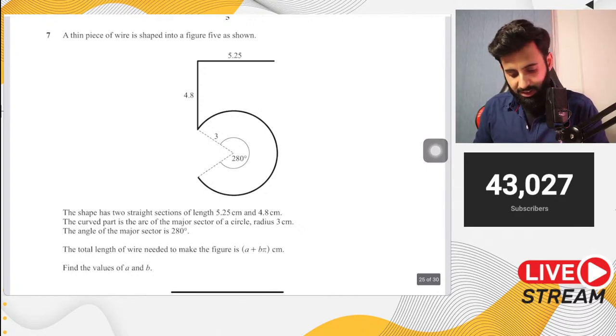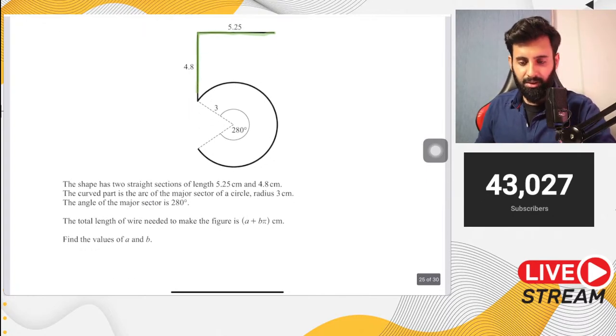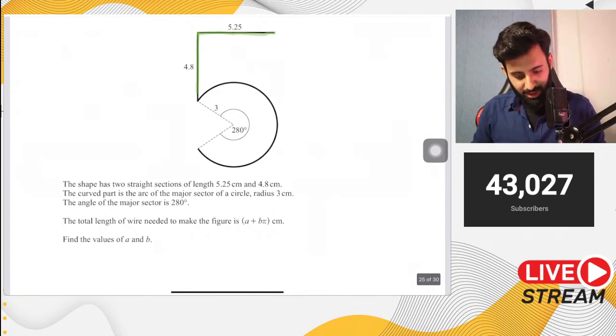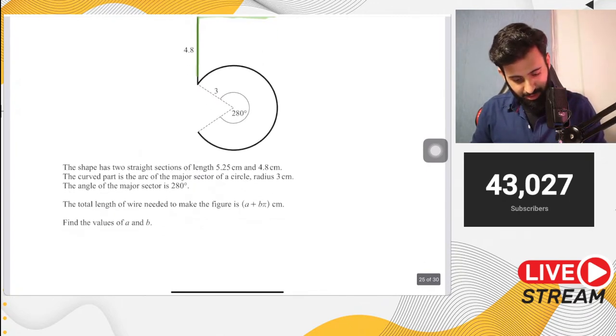But the thing is, again, if you just try and get to the bottom of this, it becomes easier. If you just break this question down, it becomes a whole lot easier. So let's start with the straight lengths 5.25 and 4.8. All we have to do is find the perimeter. So we're going to do 5.25 plus 4.8.